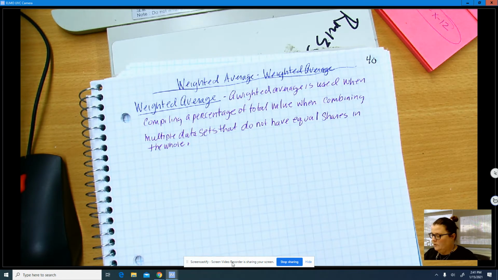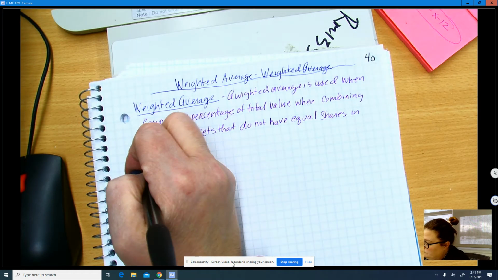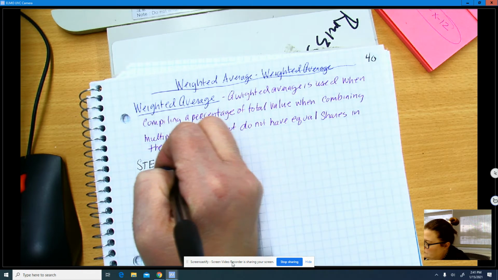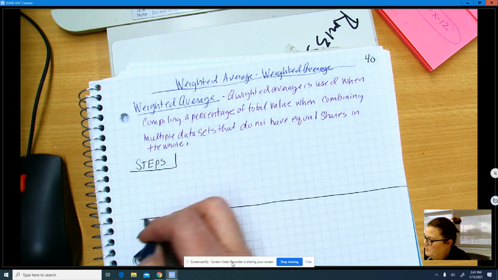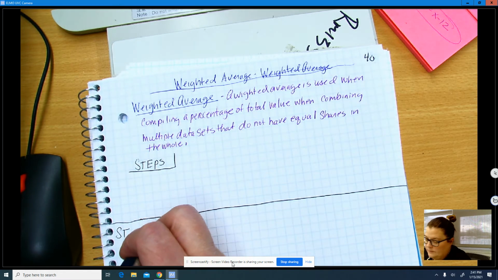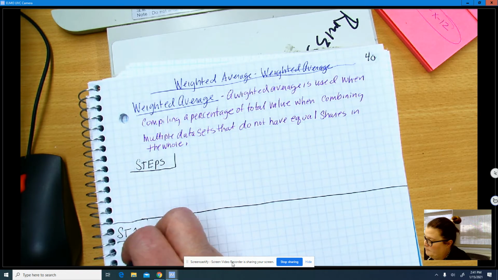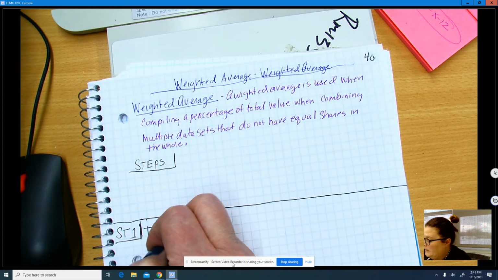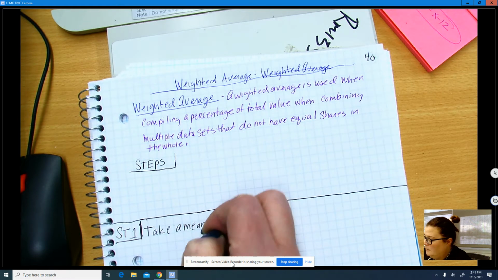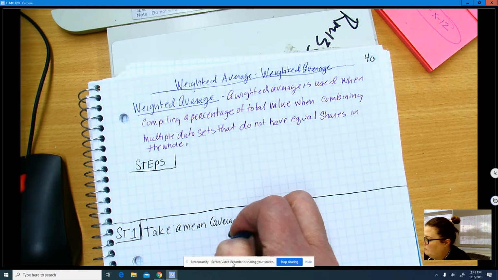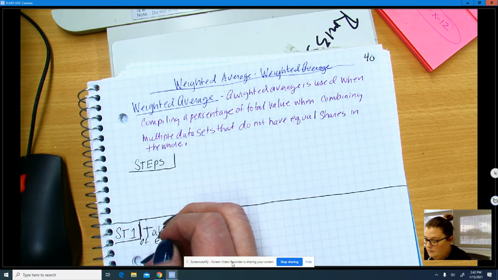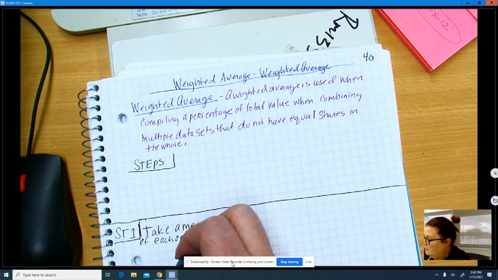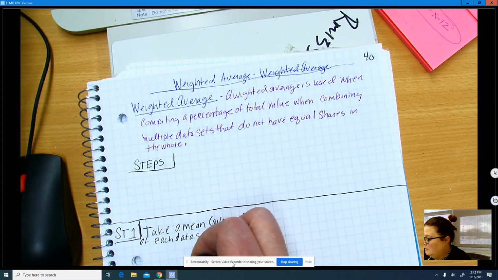So here are the steps that we're going to use to help us take care of that. We're going to leave a couple lines here so that we could write our example problem up above, because of course it's a word problem. So step 1, take a mean or average of each data set.